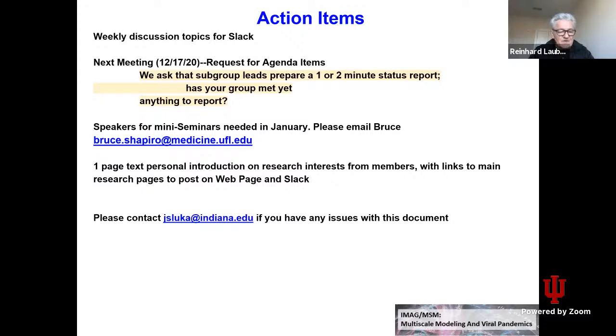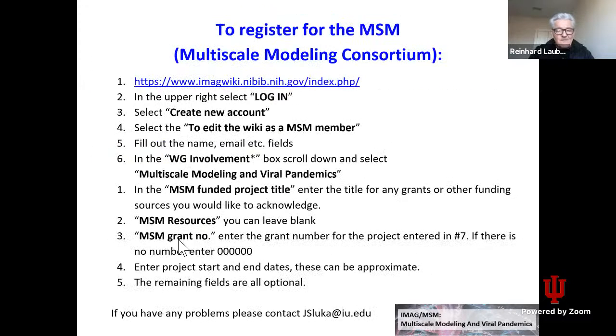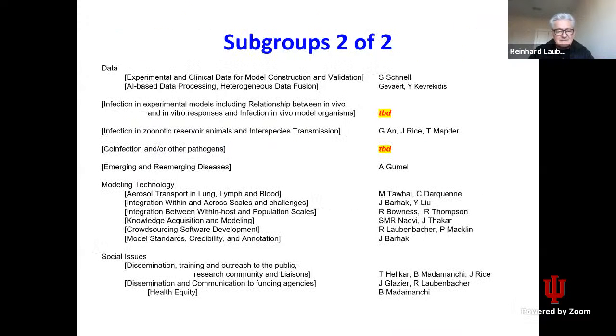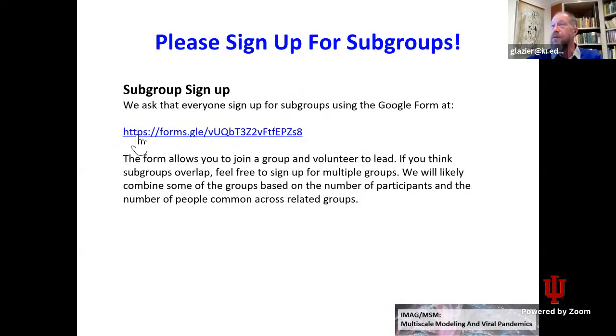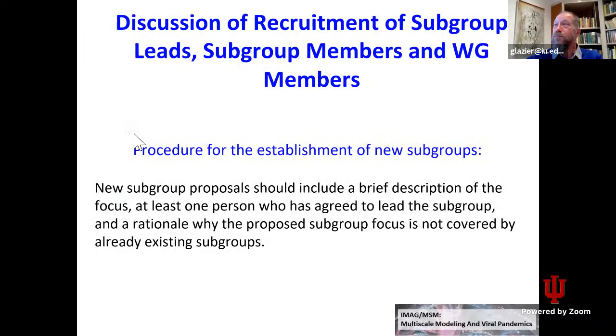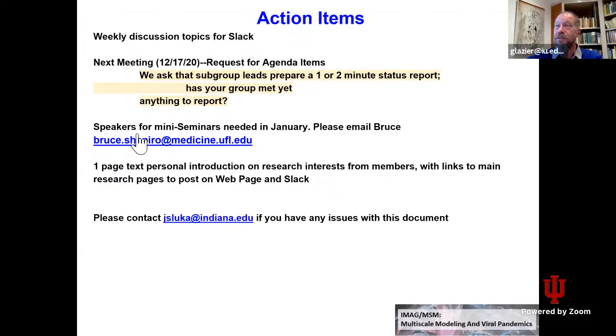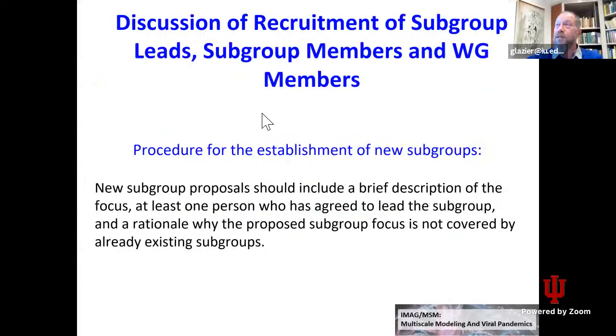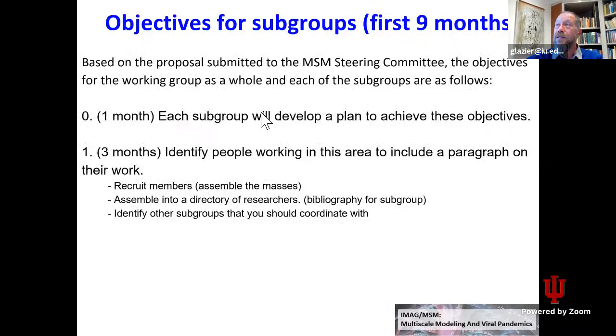Maybe you can move on, Jim or James, whoever is controlling these slides, a little farther down. Let me see if we have subgroup sign up, discussion of recruitment, review of website, action items. I don't have it here. Do you have it? Let me let you share. It's above those. Okay, I'm sorry. There we go. Perfect. Sorry about that.